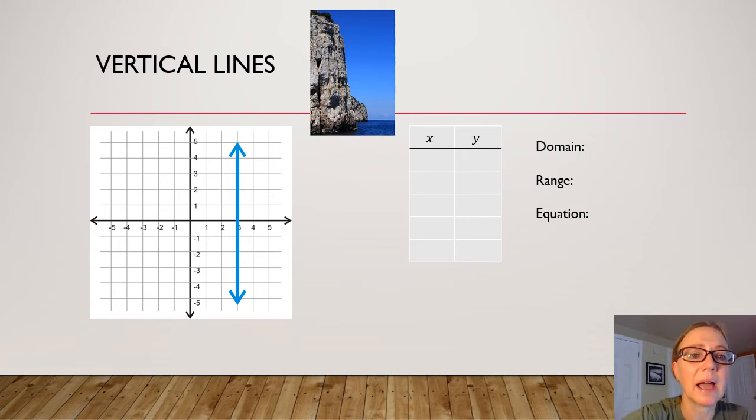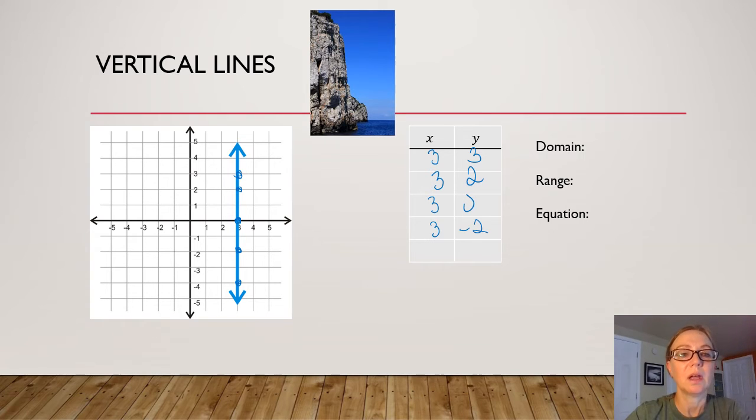So let's take a look at some points on this particular line, and we'll write their coordinates. So the topmost point I plotted is the point (3, 3). Moving downward, I then plotted (3, 2), (3, 0), (3, -2), and (3, -4). Notice that the x value is always 3, but the y value varies.